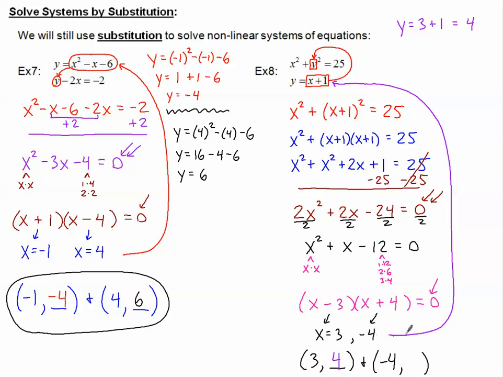Now I'll plug in a negative 4. Right back in here, I know that y is equal to whatever x is plus 1. So now it's negative 4 plus 1, which is pretty easy. That's just negative 3. So when I plug in a negative 4, I get out a negative 3. And those are my two ordered pairs for this system. And there's two good examples of substitution.